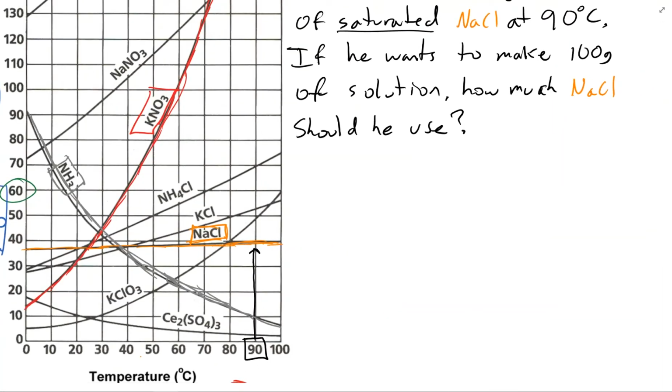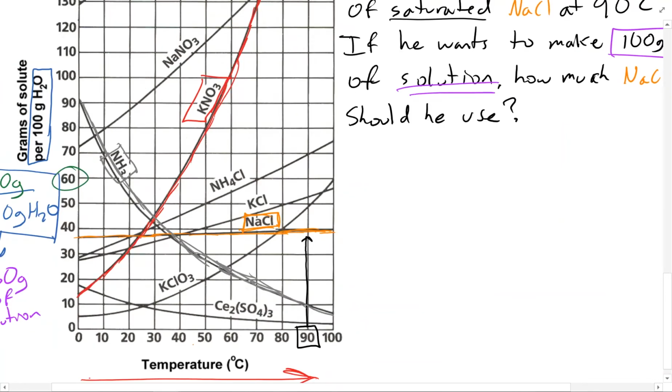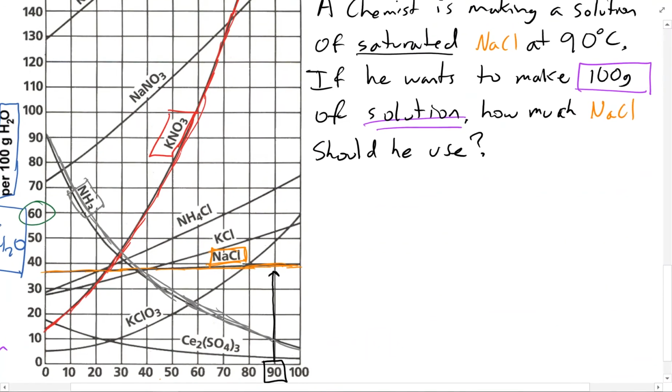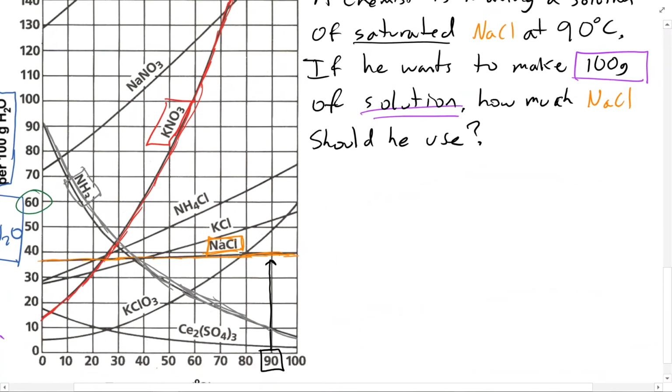Remember, 100 grams of solution. And if we go back over here, we remember that this here had 160 grams of solution, because the solution is both the solute and water, the solvent. So how are we going to solve these questions? Well, the method we like to use is a proportion. So let's look at the information we know right away.